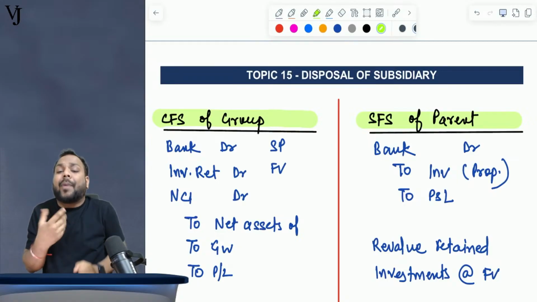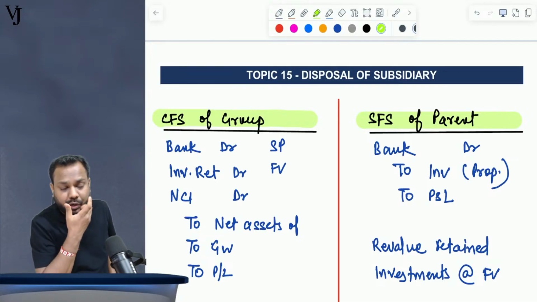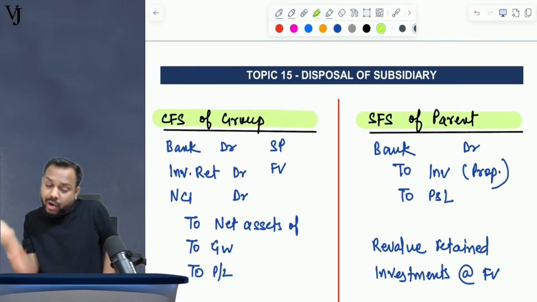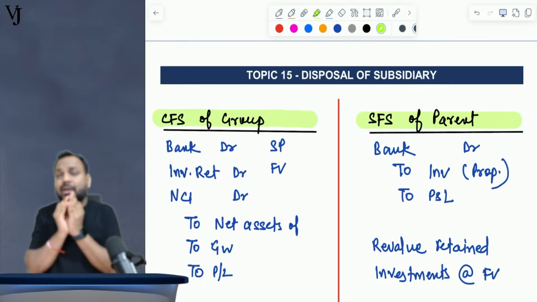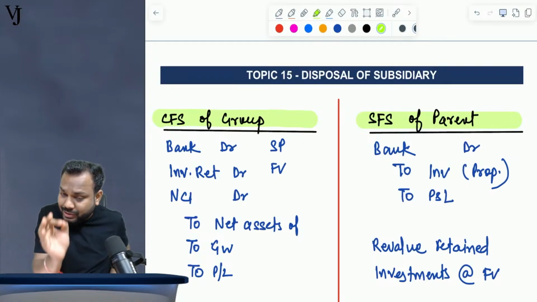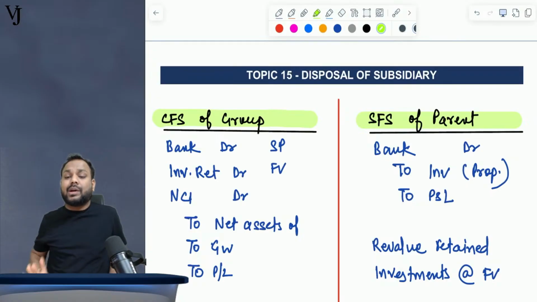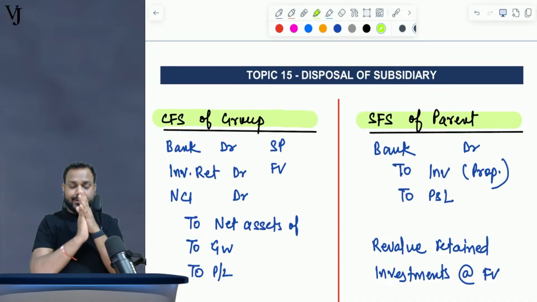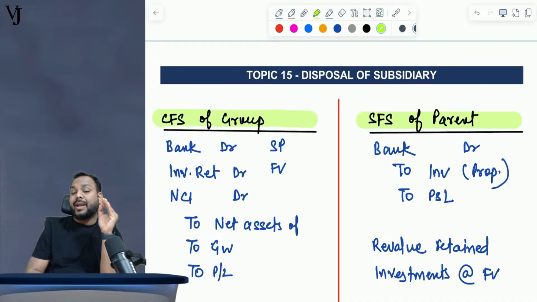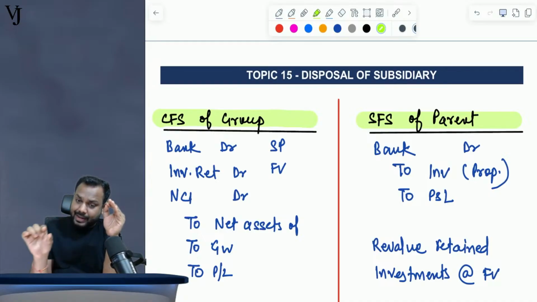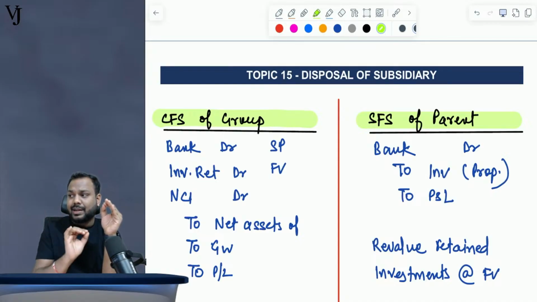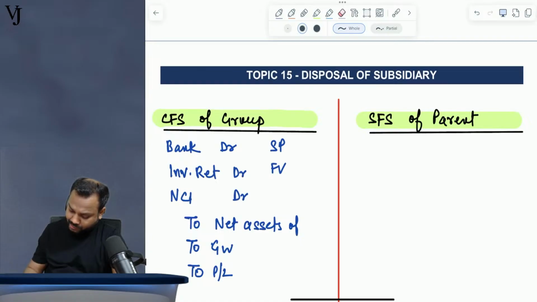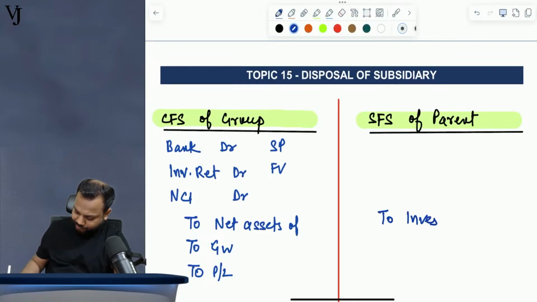Let's suppose we have disposed of partially. Do you know, whenever the status changes, either from subsidiary to associate, or associate to investment, or investment to associate to subsidiary, on the date of change of the status, we remeasure the investments at its fair value on that date. So what happens in the individual FS of the parent company? We de-recognize the entire investments, the whole of it.